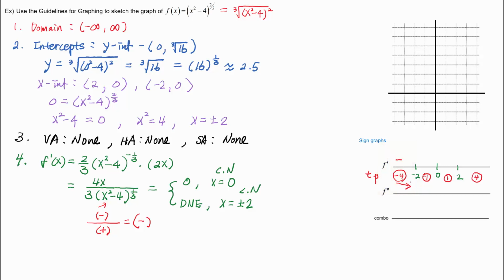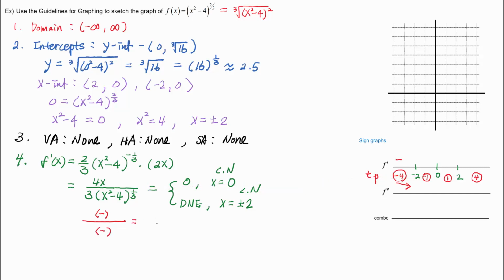Now let's test -1. 4 times -1 is negative. 3 doesn't affect anything, and -1 squared is positive 1. Positive 1 minus 4 is -3. The cube root of a negative number is a negative number.